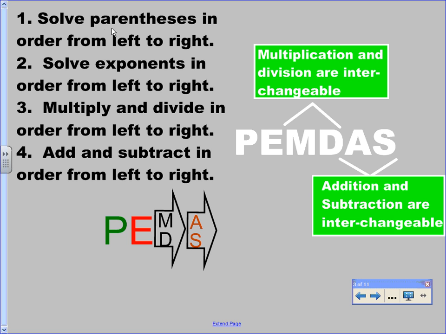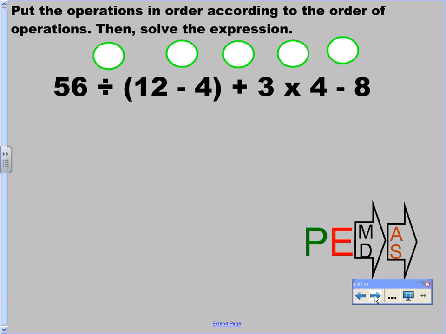The first step is solve any parentheses or brackets in order from left to right. The second step is solve exponents in order from left to right. The third step is to multiply or divide in order from left to right. And then you add and subtract in order from left to right. So let's just work some examples and I'll show you kind of what I'm talking about.